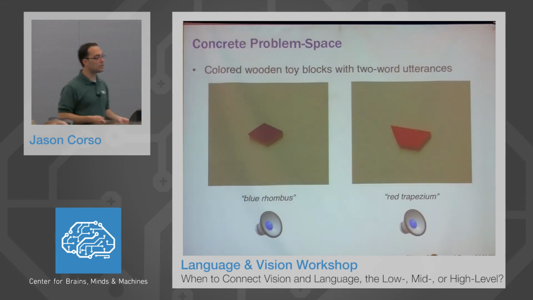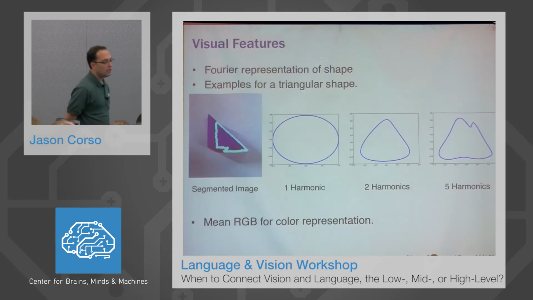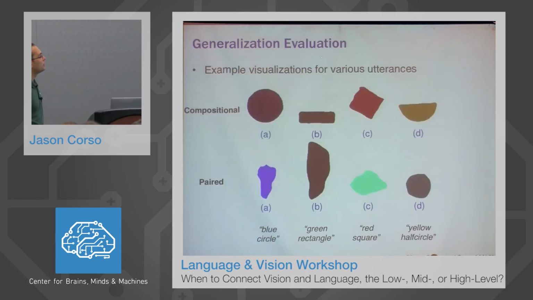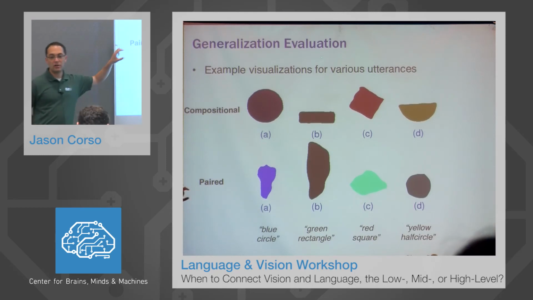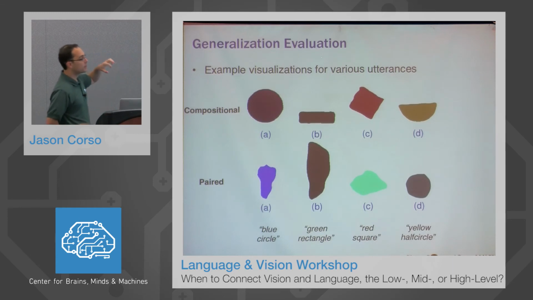So let's go through some results and how this comes to life here. We have maybe 8 shapes and 4 colors. Visual features I already told you about, but basically a Fourier representation of shape, a mean RGB for the color in a segment, and standard audio features. How does this generalize? This is the paired model without trying to learn the structure over that embedding space, and the compositional model is where we actually enforce the block diagonal structure over those basis matrices, and we're able to exploit it.